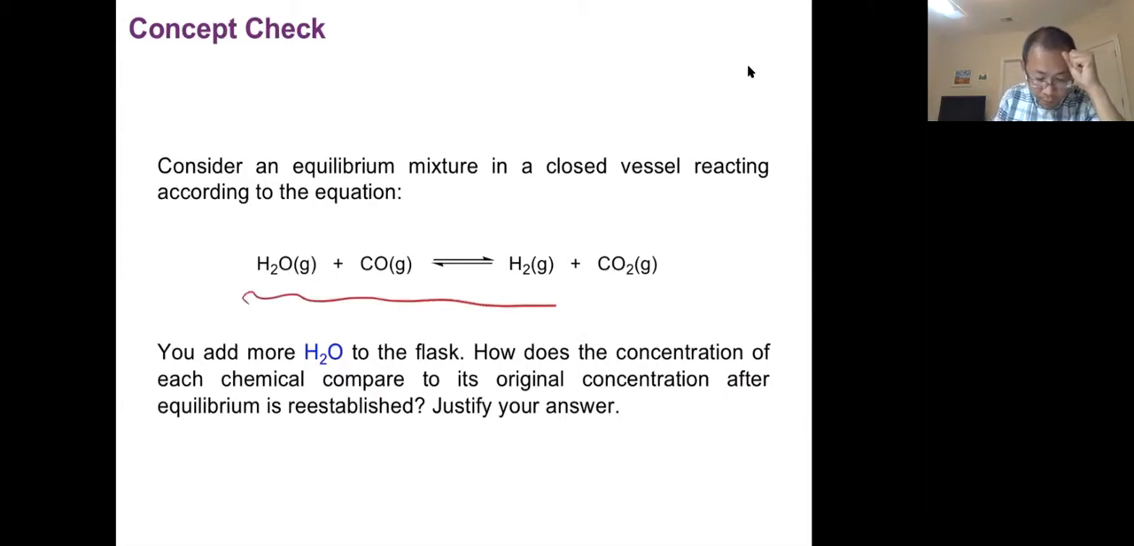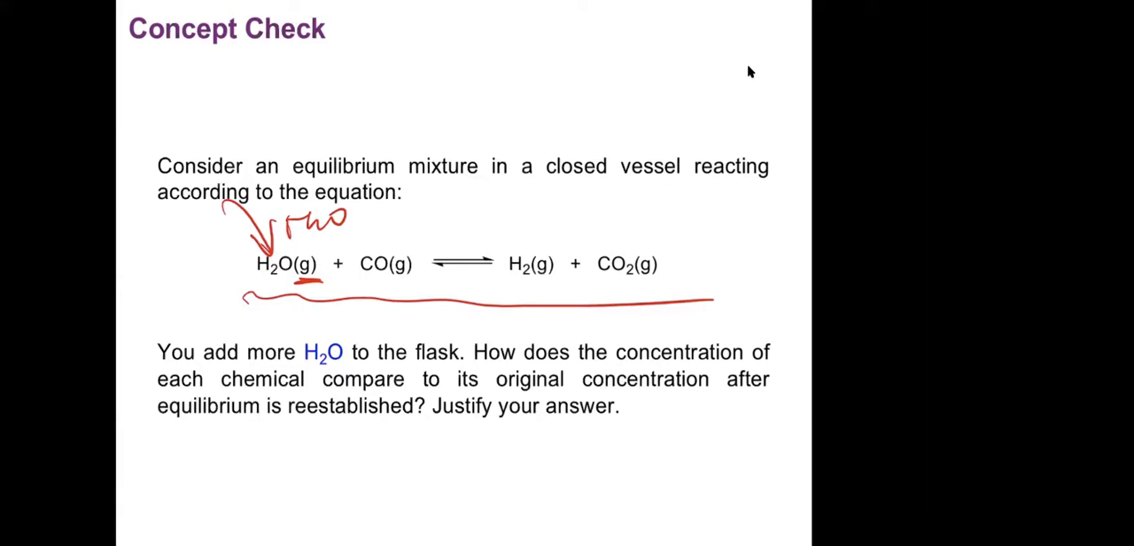Here I have an equilibrium. If I add water to the flask, water is a gas here. Take a look. Water is G. How does the concentration of each chemical compare to the original after the equilibrium is re-established? First, if I add water, the equilibrium shifts to where? To the right.